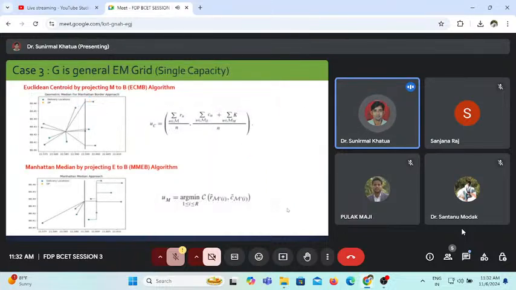Well, in the next case, the last case, case 3, we are considering a general EM grid, where not necessarily all the points fall in the Euclidean space or all the points fall in the Manhattan space. It can happen that some of the points fall in the Manhattan and some other points fall in the Euclidean. Now, the majority can be in either of the cases. In one case, the majority, if you see in the first case, the majority of the points fall in the Euclidean space.